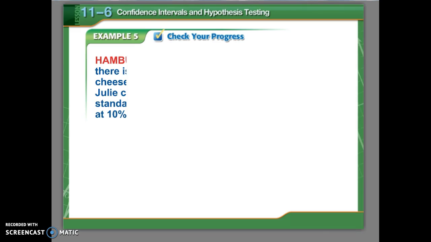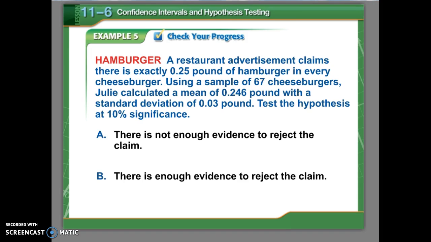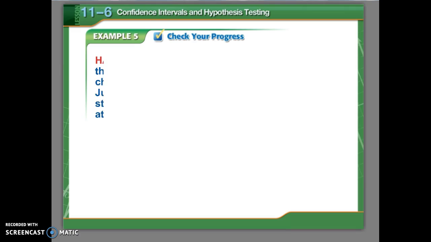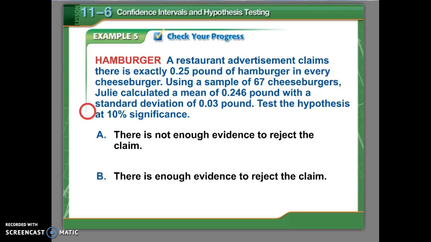Okay, lastly, we have a check your progress for example 5. Go ahead and pause the video, read through the problem. You're going to be working out a two-sided test again. You need to figure out if there's enough evidence to reject or there's not enough evidence to reject the claim. Pause the video when you have your answer. Go on to the next slide. Our answer for check your progress number 5 is A. There's not enough evidence to reject this claim.